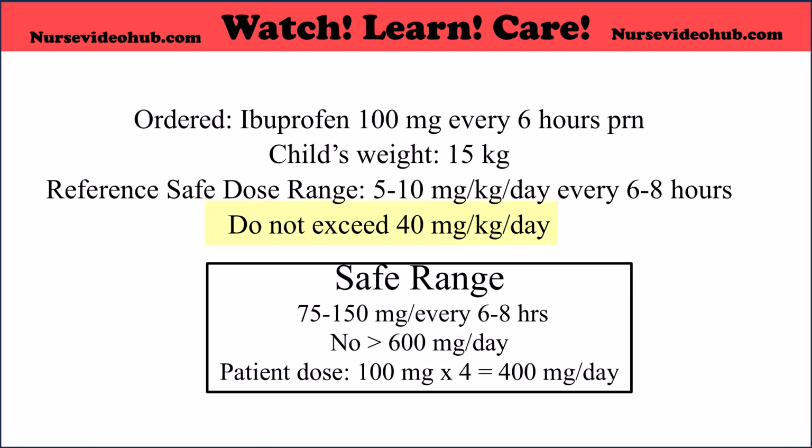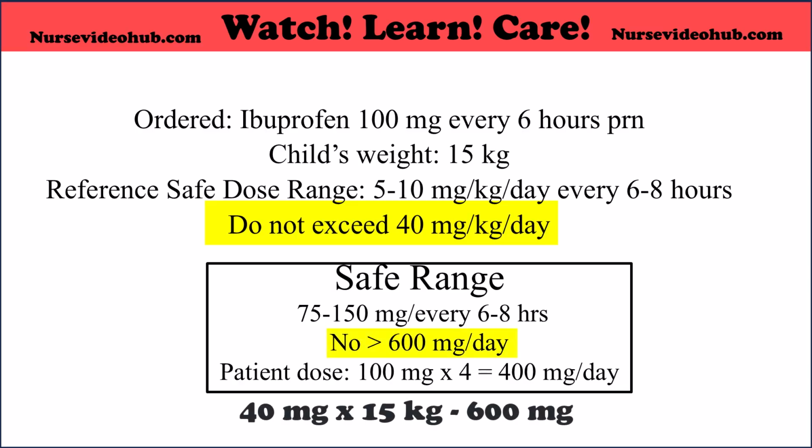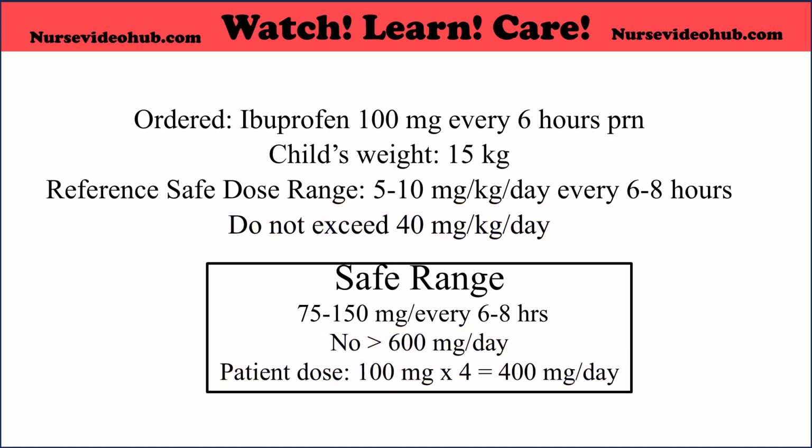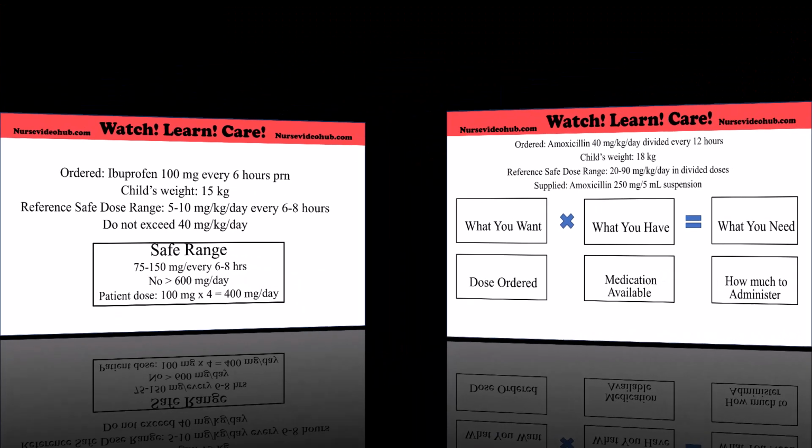The daily dose should not exceed 40 milligrams per kilogram per day. That works out to be 40 milligrams times 15 kilograms, or 600 milligrams per day. If the patient receives 100 milligrams 4 times a day, that would be 400 milligrams, which is below the 600 milligram limit. Again, the dose is safe to administer. The safe daily range of this medication for this patient is between 75 and 150 milligrams every 6 hours, with no more than 600 milligrams per day.